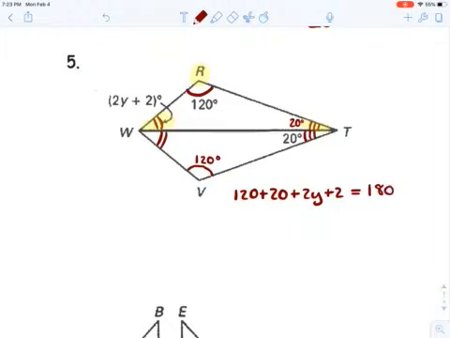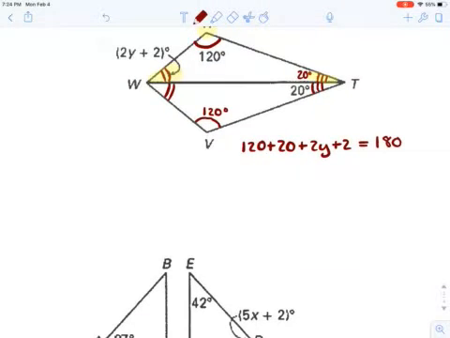And it equals 180 because those are the 3 angles in a triangle. So let's solve for y. First, we're going to combine like terms to find out that 2y plus 142 equals 180.